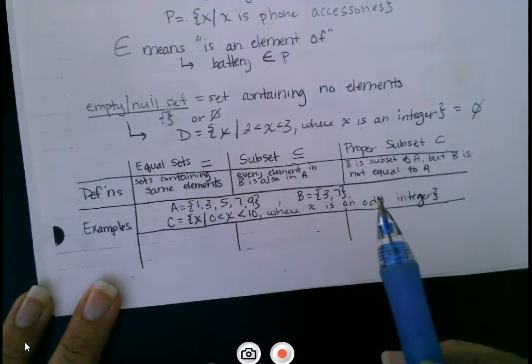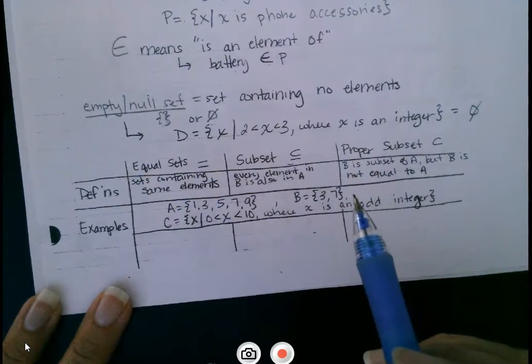I'm writing really weird E's. I don't know how to do this thing. That's okay.